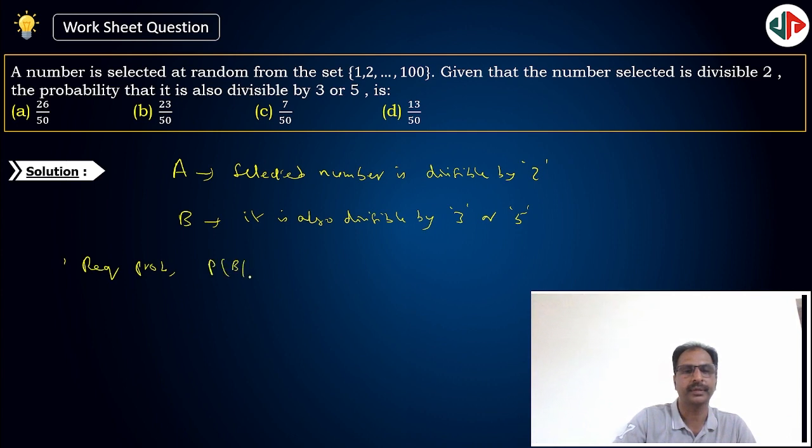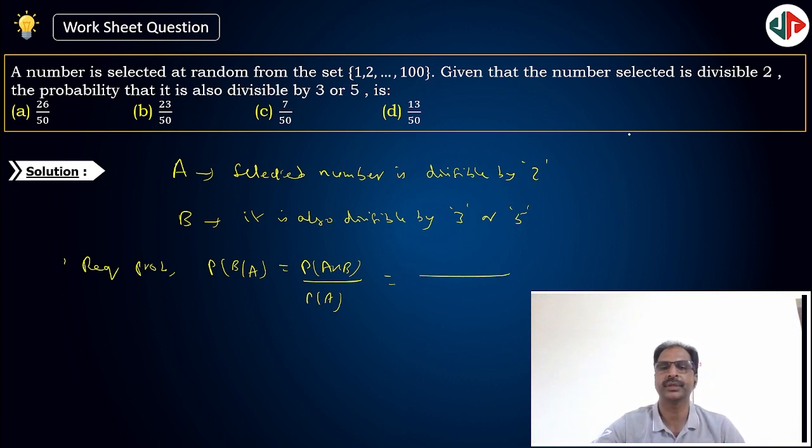P of B by A, which is P of A intersection B by P of A. What is P of A? Selected number is divisible by 2 from 1 to 100. How many numbers will be there? Divisible by 2: 2, 4, 6 up to 100. 50 numbers will be there. So what is P of A? 50 out of 100.